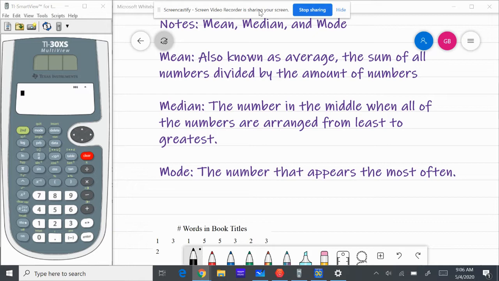The mean is also known as the average, and it's the sum of all numbers divided by the amount of numbers. The median is the number in the middle when all the numbers are arranged from least to greatest. And the mode is the number that appears the most often. So let's get into these examples.